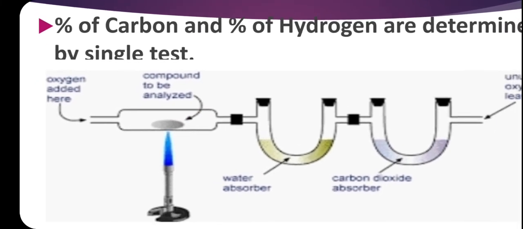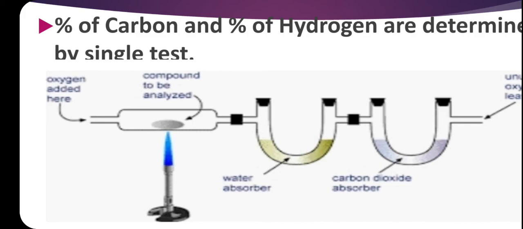Now this substance passes through this tube, and all the water which is present in the form of moisture is absorbed in this tube, and as a result the weight of this tube continuously increases. Then this is made to pass into another tube. Here all the carbon dioxide which is present is absorbed, and as a result the weight again increases.